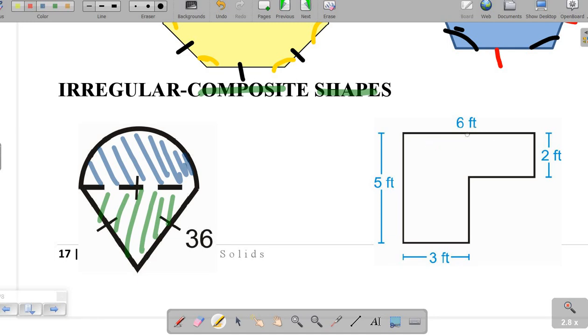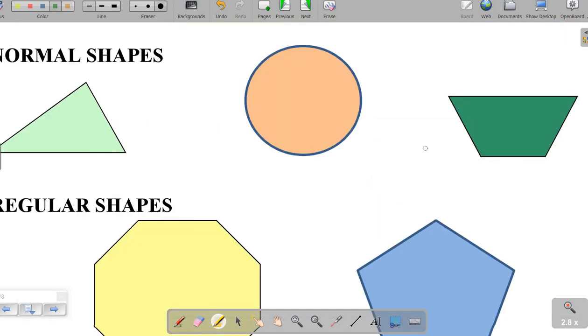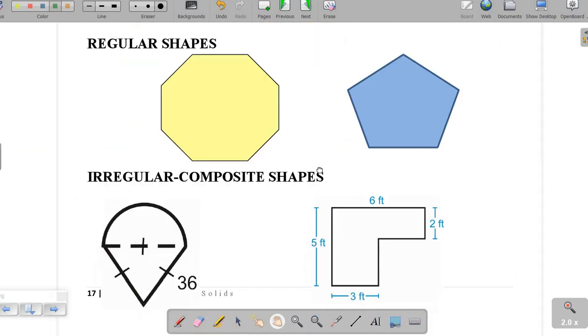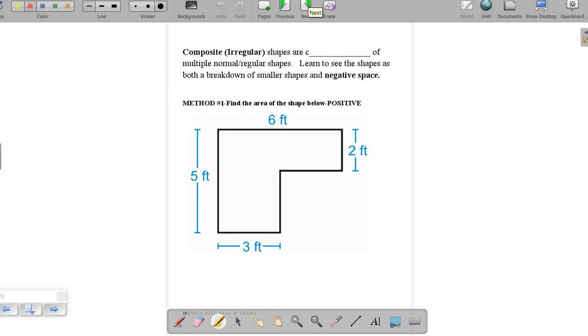This shape here consists of a rectangle and a smaller rectangle. You can visualize that vertically, or you can visualize that horizontally going this way. Either way, you're going to end up with two distinct rectangles. So that is a composite shape. Now, there are two ways to find the area of composite shapes, something called positive and negative.